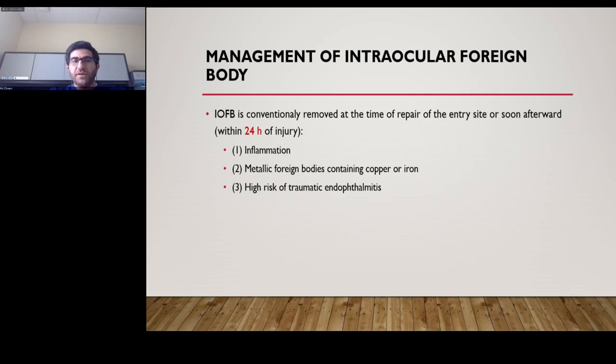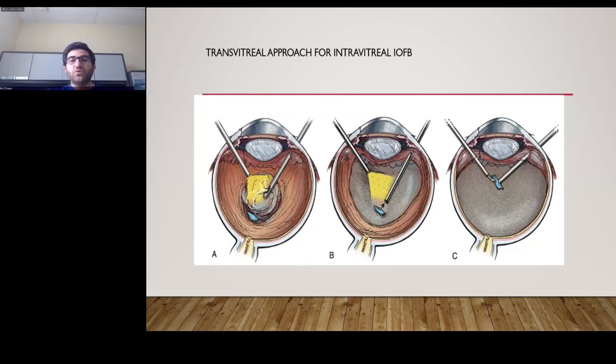The aim of removing the intraocular foreign body is to avoid inflammation, and sometimes an intraocular foreign body can contain copper or iron and can cause retinal toxicity or macular toxicity because of the iron or the copper. Removing the foreign body will help to restore vision. We usually do a thorough vitrectomy when we want to remove the foreign body.